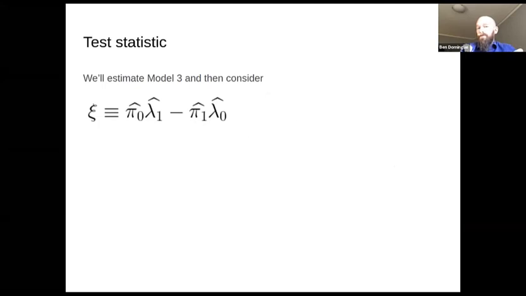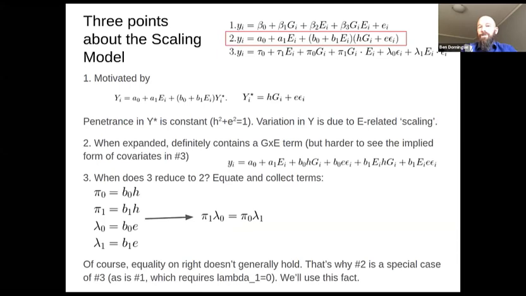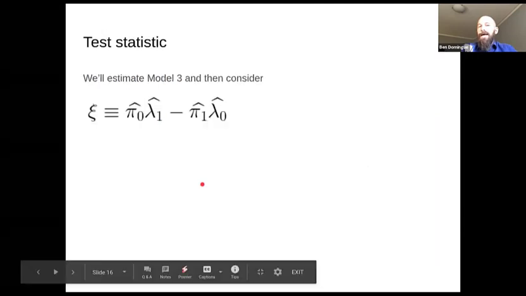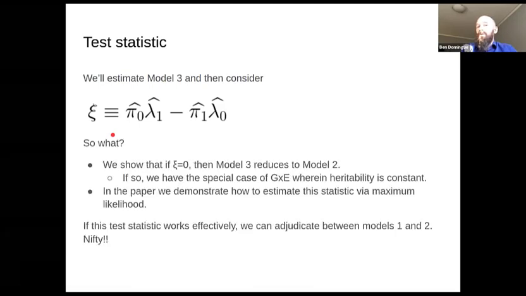And that's going to really amount to testing this test statistic, which is exactly what I showed you here, right? I've just taken this, subtracted everything to one side, and I basically am going to ask whether this test statistic, which we call GxE, is zero. If it is zero, then model 3 reduces to model 2. In that case, we have the special case of G by E wherein heritability is actually constant. Remember the figure I showed you a few slides ago.